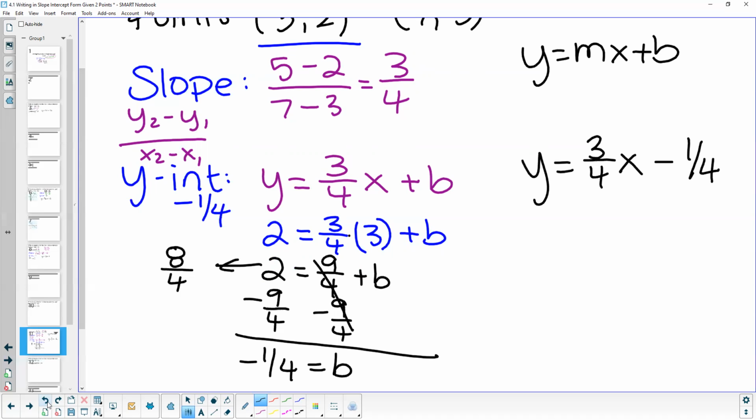If you have any questions, don't hesitate to ask, but this is how we can write equations in slope-intercept form, whether we are given the slope and the intercept, whether we're given a line, whether we're given 2 points, one of which is the intercept, or if we're given 2 points where one is not. So go ahead and get some practice in, but if you have questions, don't hesitate to ask.